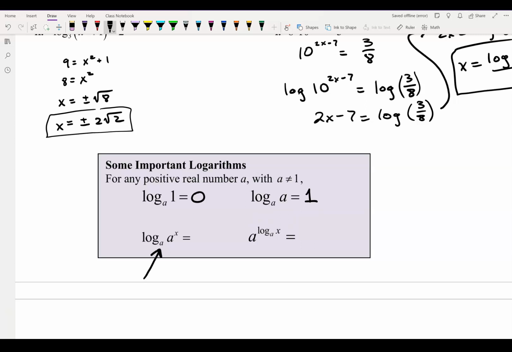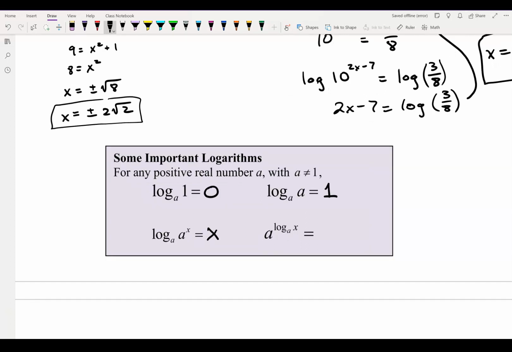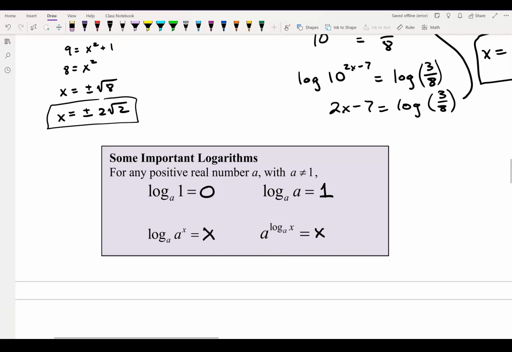Here, what do we have to raise a to get a to the x? Just plain x. And on this one, this is the exponent that a has to be raised to in order to get x. That's the exponent that I just circled there, that a has to be raised to get x. And look, a is being raised to that exponent, so we just get plain x.